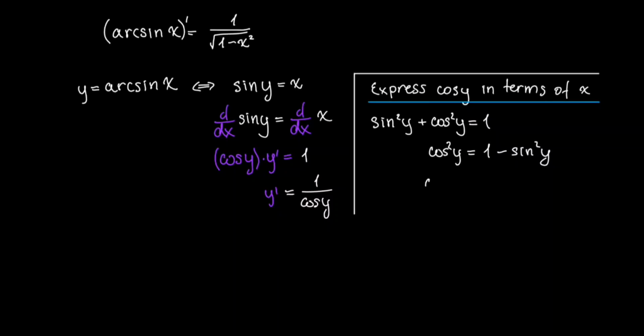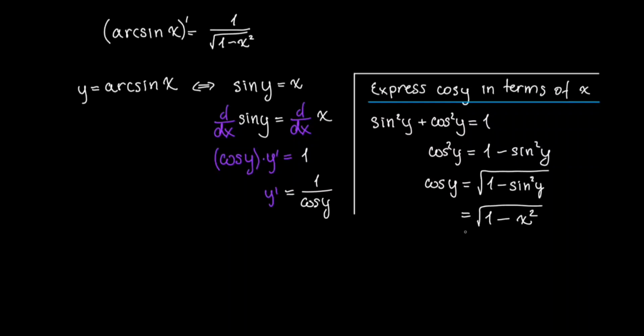And then finally, we just have to take the root of both sides in order to get rid of the square of the cosine. Now we are almost there, because as you can see, here we have the square root of 1 minus sine squared y. However, in the very beginning, we said that sine y is actually equal to x. So basically, cosine of y is going to be equal to the square root of 1 minus x squared.